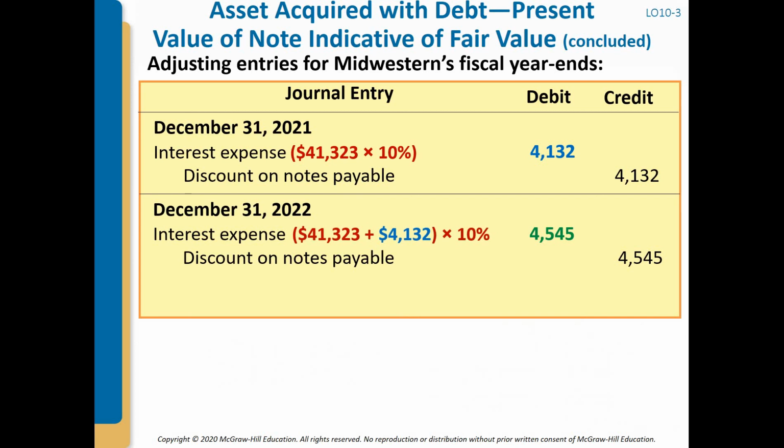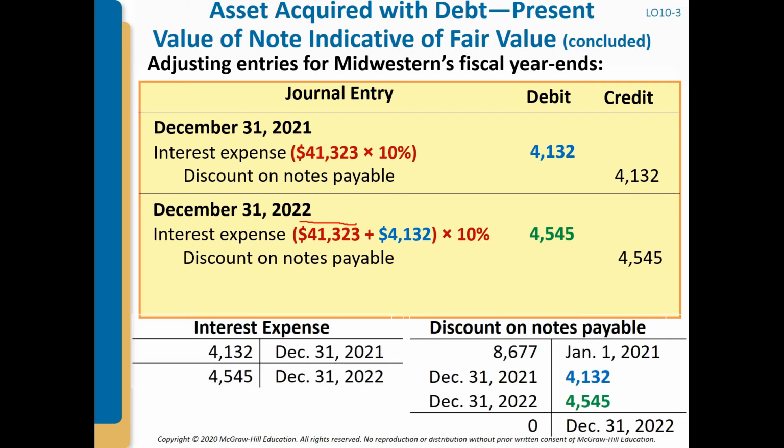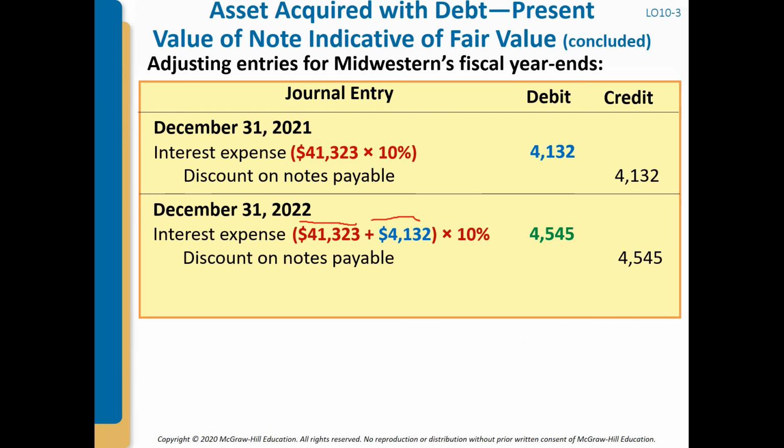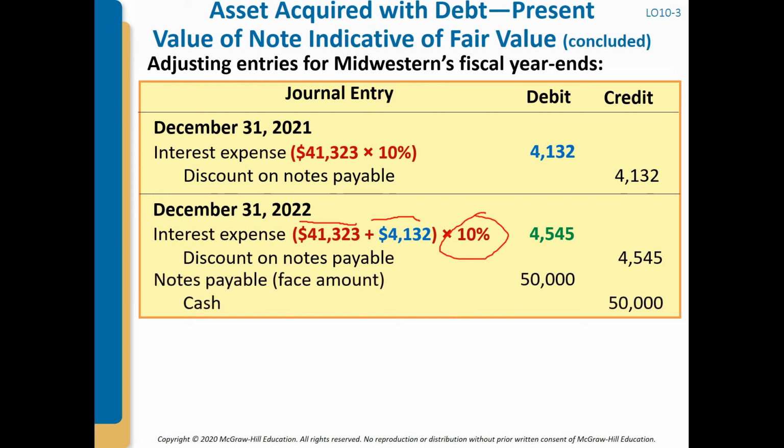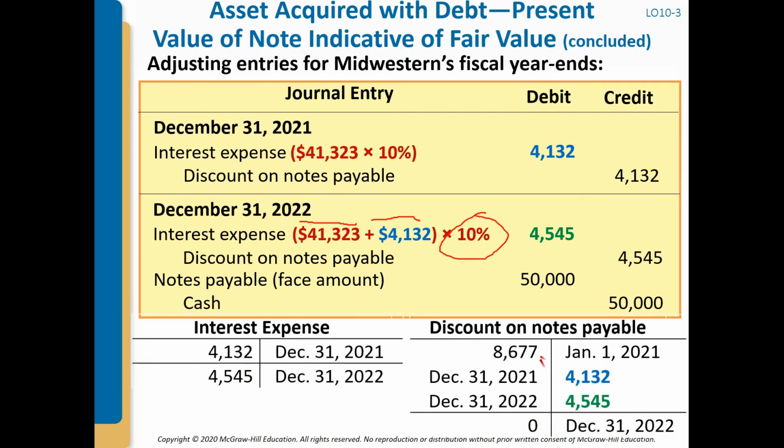Okay, and December 31st, 2022. You can see that here, this capital amount plus this interest is the total, and now we are calculating 10% interest on this total. And finally we are paying: notes payable debit, cash credit.